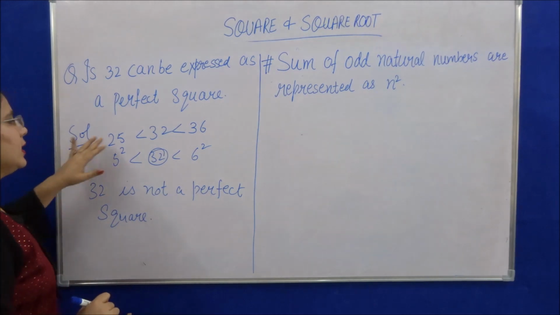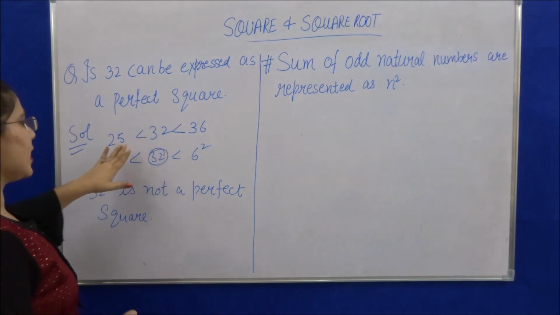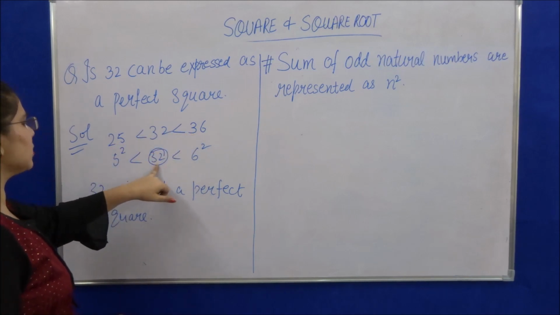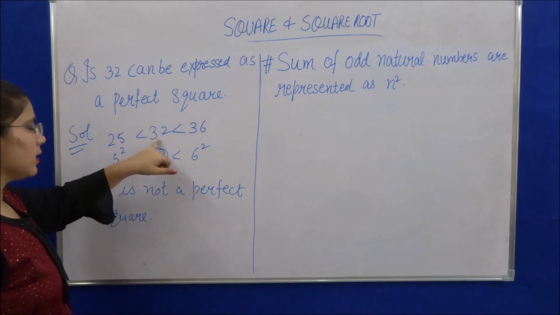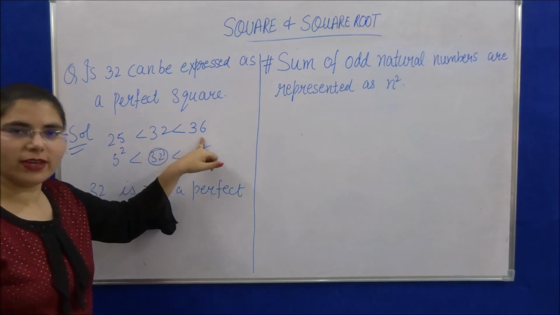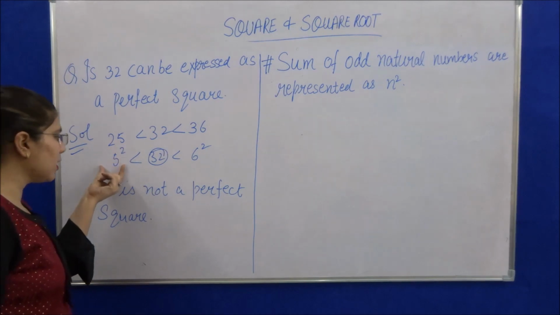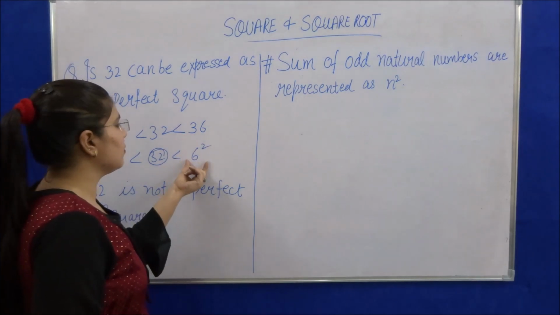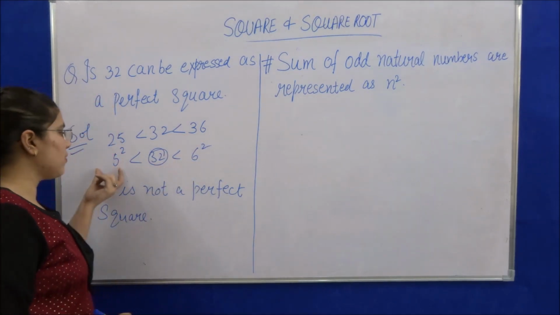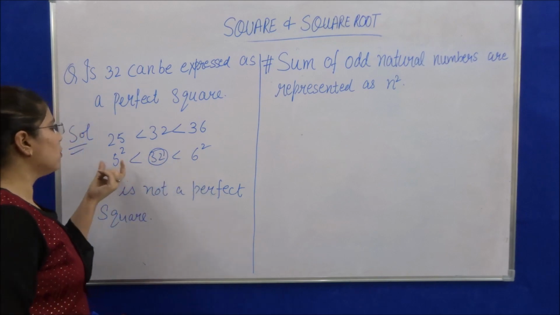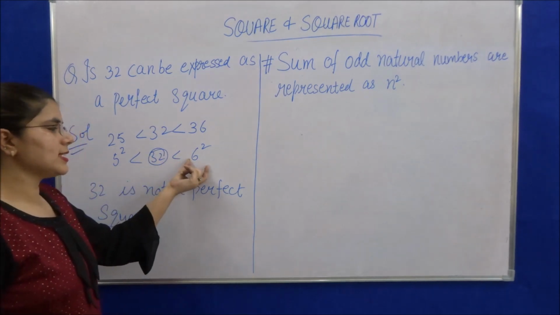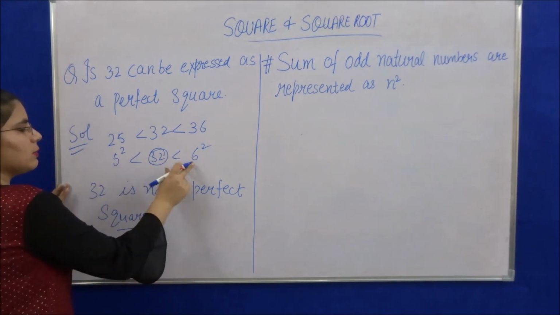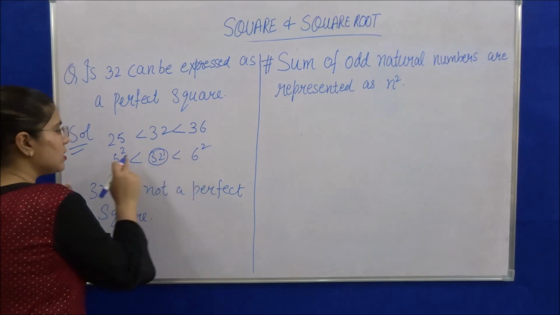I repeat that if a number lies between two consecutive perfect square numbers, then that number is not a perfect square. Since 32 lies between 25 and 36, and 25 is 5 square and 36 is 6 square, 32 lies between 5 square and 6 square. So 32 is not a perfect square because it lies between two consecutive square numbers.